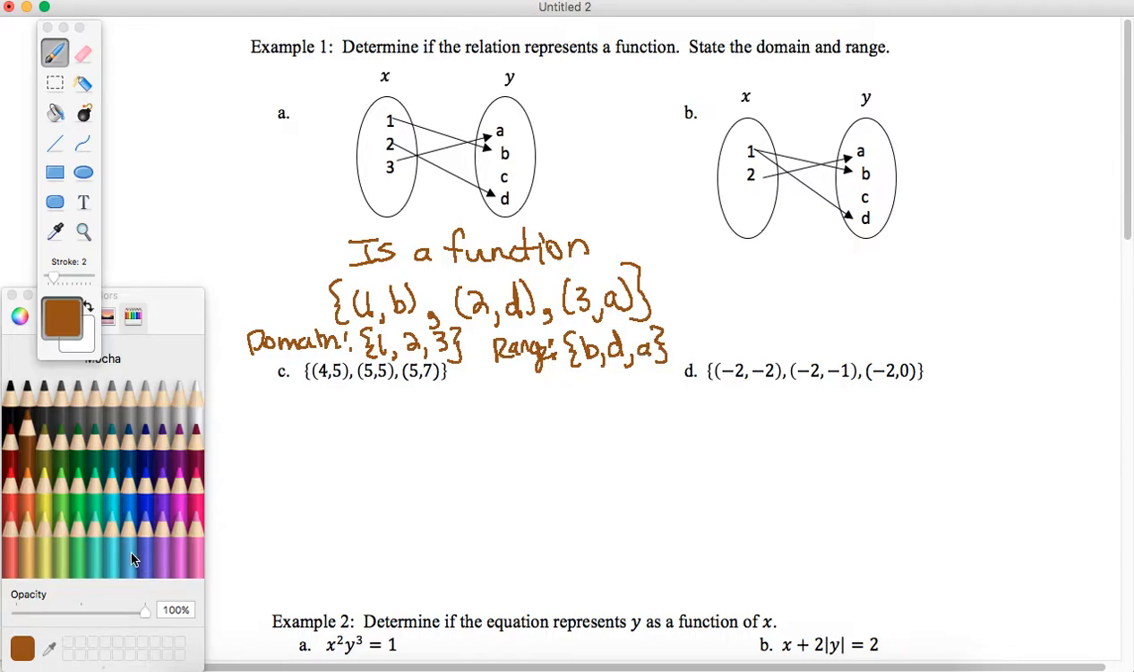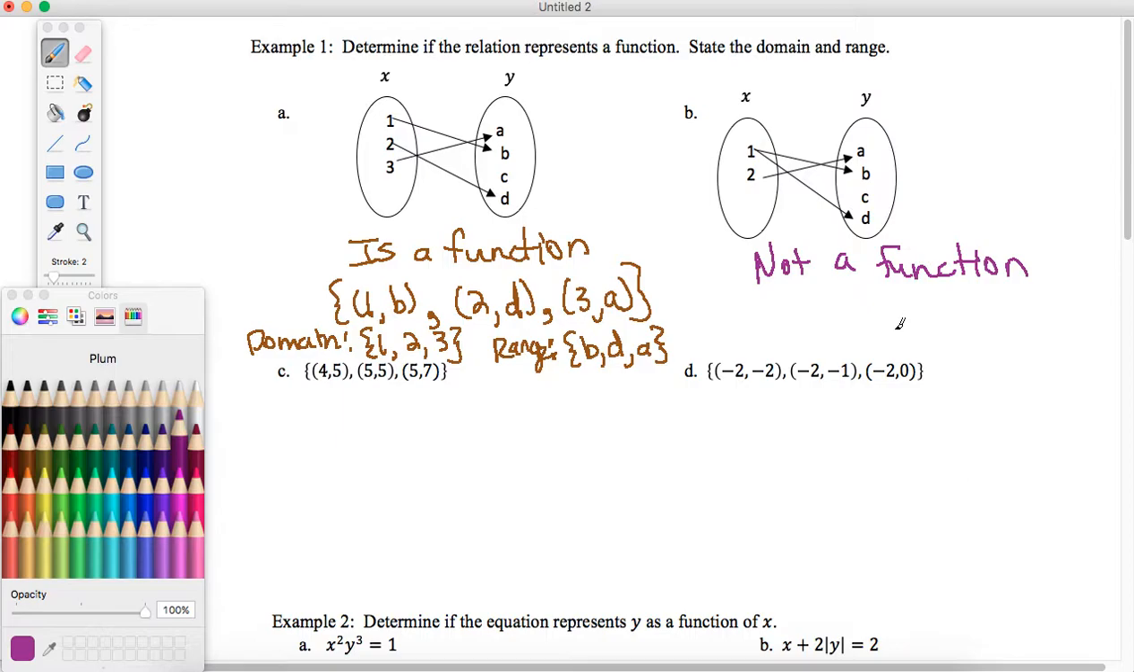Part B. We have the values 1 and 2, and our corresponding y values are A, B, C, and D possibly. Well, 1 gets assigned to B, but 1 also gets assigned to D. This fails the definition that each input gets assigned to one and only one output. Here, our input 1 gets assigned to more than one output. So we would say that this is not a function. I'm not going to do the domain and range for this one since it's not a function.